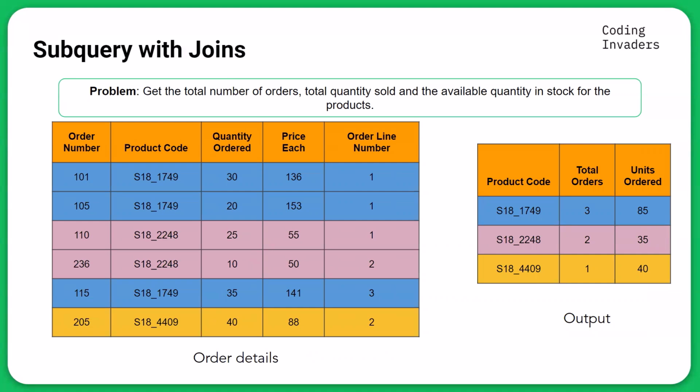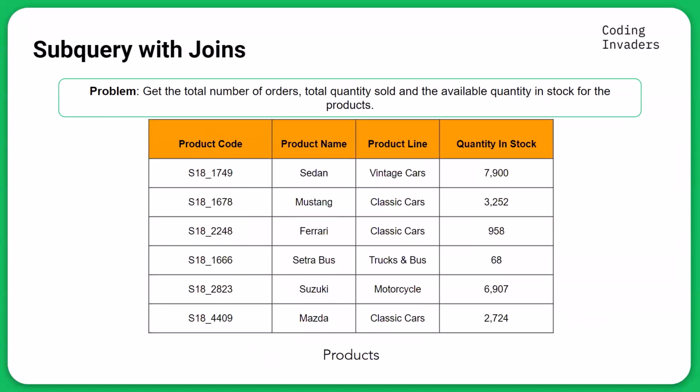Now, we are almost done with half the problem, but still we are yet to get the available quantity in stock for the product. But we do not have the quantity in stock column in our order details table. Hence, we need to find some other table which we can join with the order details table. We have a products table which has all the product information such as the product code, the product name, the product line and the quantity in stock.